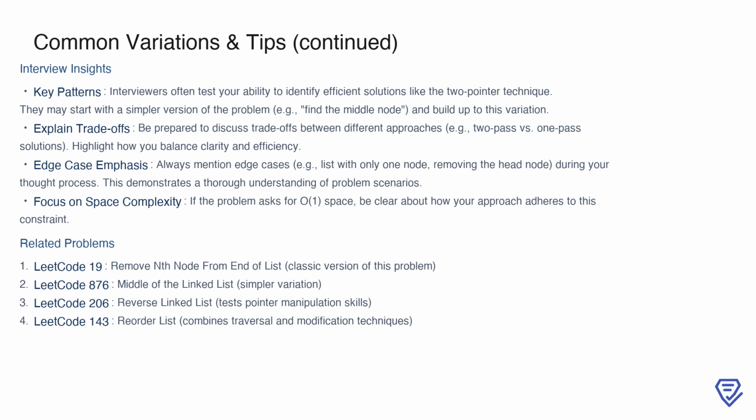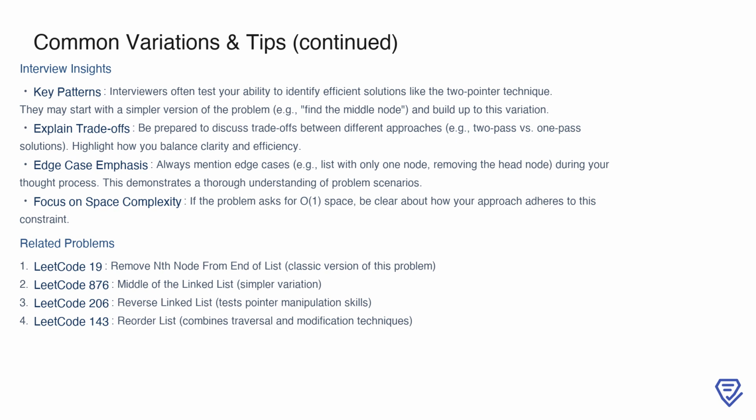Many interviewers use this problem to evaluate your understanding of efficient linked list operations. A key pattern they often look for is your ability to apply techniques like the two-pointer method. You might start with a simpler problem, such as finding the middle node of the list, before progressing to removing the nth node from the end. Additionally, it's important to articulate the trade-offs between different approaches. For example, you might compare the clarity of a two-pass solution with the efficiency of a one-pass solution, explaining how you balance simplicity and performance.